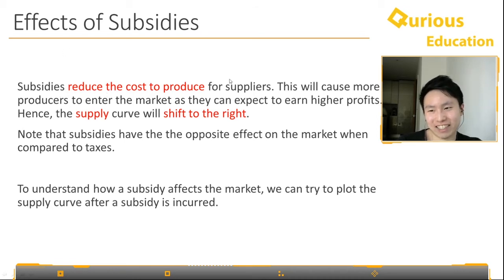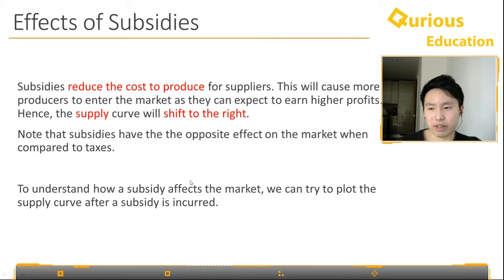Okay, effects of subsidies. So subsidies reduce the cost to produce for suppliers, as we've mentioned. So this would reduce the market price, right? And of course, because now the suppliers will be able to make more profits since part of their cost is reduced, then the supply curve would shift to the right. Yeah, because there'll be more suppliers entering into the market to provide that good. So subsidies will have the opposite effect compared to taxes.